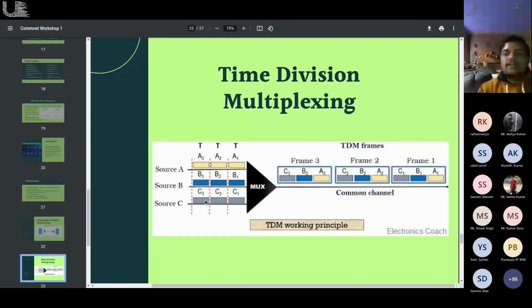So in this case, the receiver should know when it should start, like this is the time instant it should start collecting A1, B1, C1. अगर रिसीवर को नहीं पता होगा कि उसको A1 कहाँ किस टाइम मोमेंट में मिला है, तो वो सही से पता लगा पाएगा किसके पास भेजना है मेरे को?